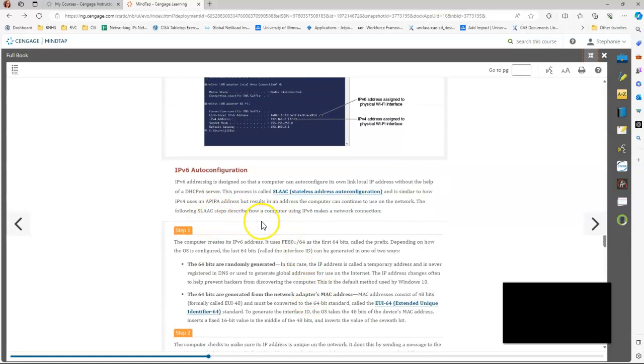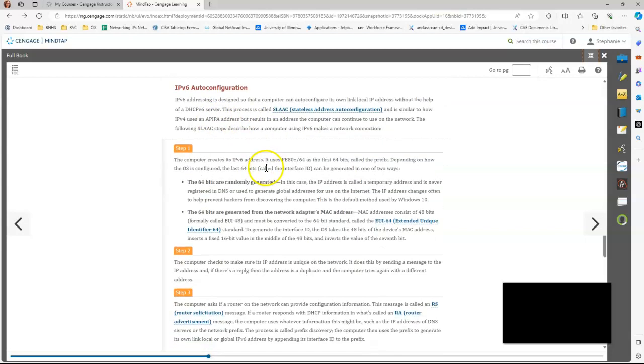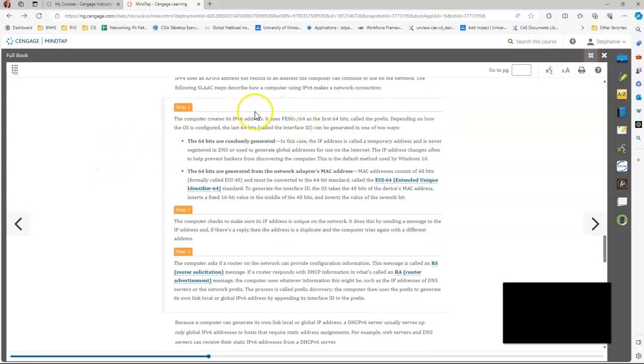And then auto configuration, we can set IPv6 auto configuration. So stateless address auto configuration, I call it SLAAC, and it's similar to the APIPA address in IPv4, but here we're going to describe exactly how it works. So what's going to happen is the computer is going to create its IPv6 address. It's going to use the FE80 number. It's going to use that link local prefix.